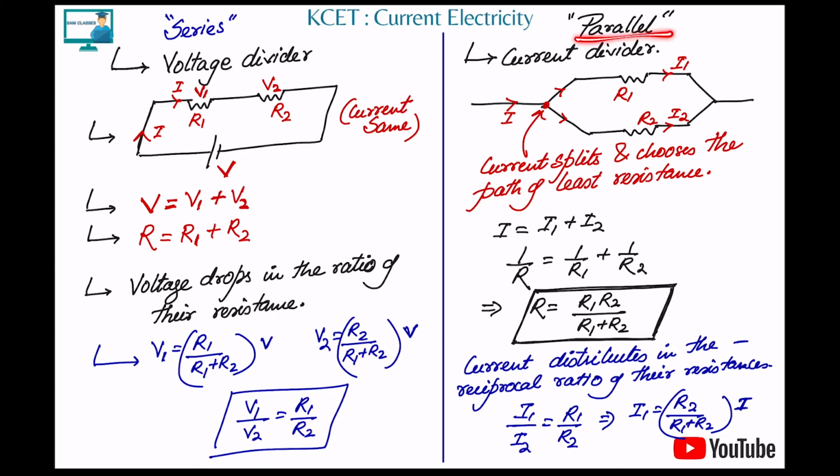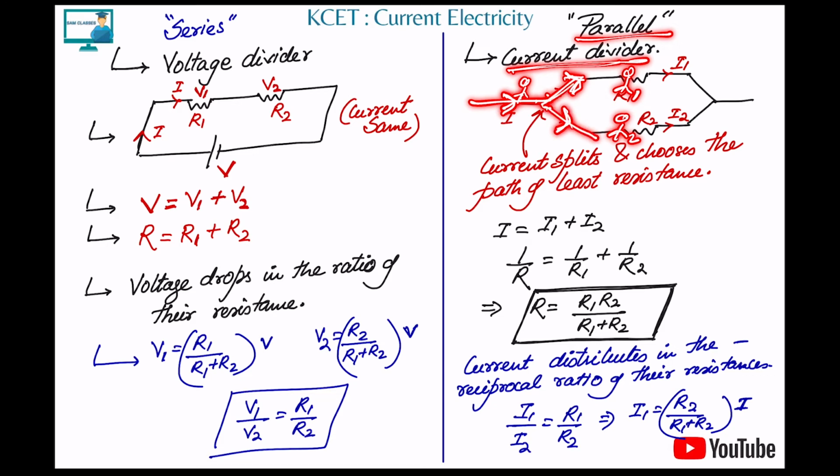Parallel connection, what happens? It is a current divider. See, this current splits here into parts. Let's say you have two friends, and suddenly you want to go to either friend one or friend two. What will happen? Either you will take this route, or with some chance you will take the other route.